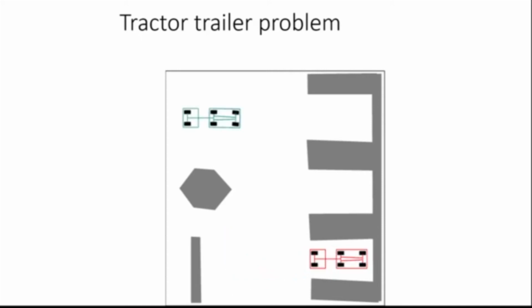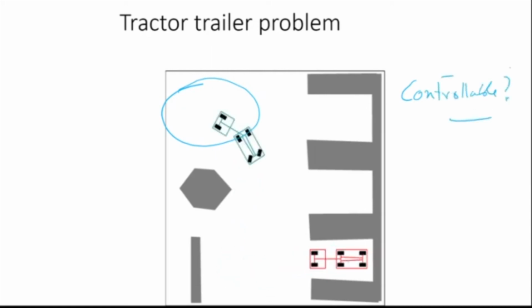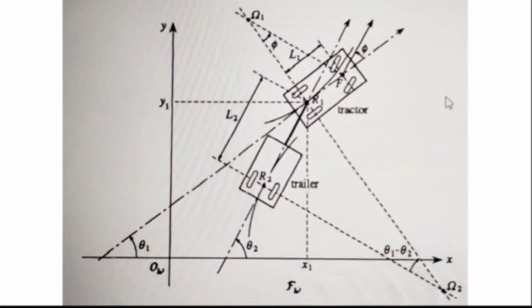Now suppose I want to figure out if this fellow from here can go and park there. Then the first question I need to ask is, is this system fully controllable? If it is fully controllable, then only it can go and park like that, otherwise it can't. So how do we figure that out? We go back to our definition and see that if the dimension of the CLA is equal to the dimension of the C space, in that case the system is fully controllable, not otherwise. So let's look at this problem.